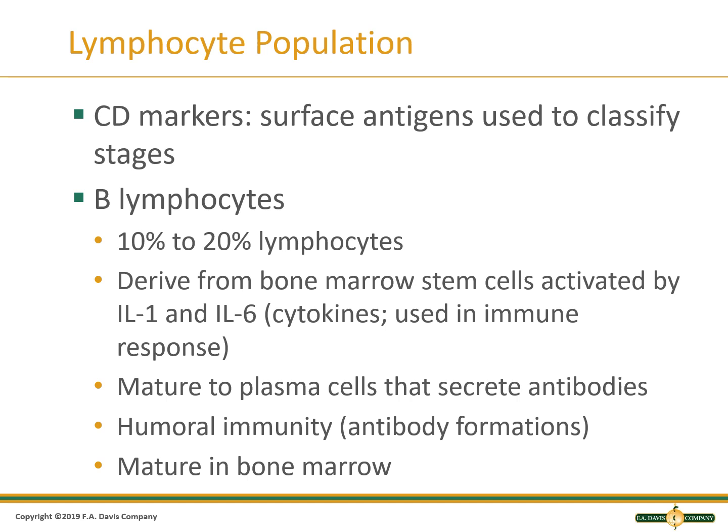The mature B lymphocytes can move on to become plasma cells, and those secrete antibodies. It also plays a role in our humoral immunity, which is when we have antibody formations. The body is triggered by an antigen and therefore stimulates an antibody production to that antigen. And the mature B lymphocytes can be found in our bone marrow.